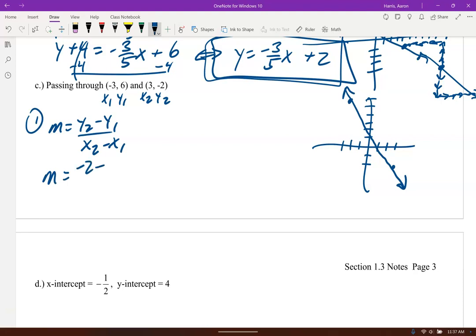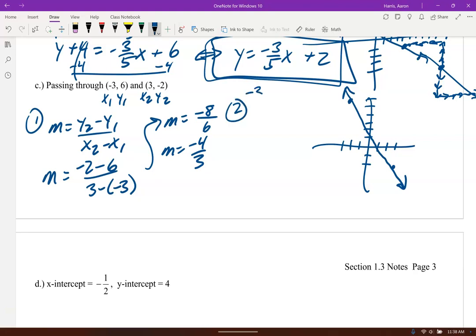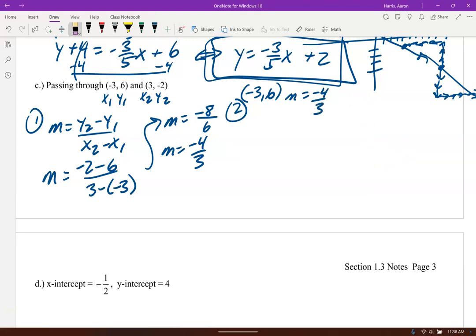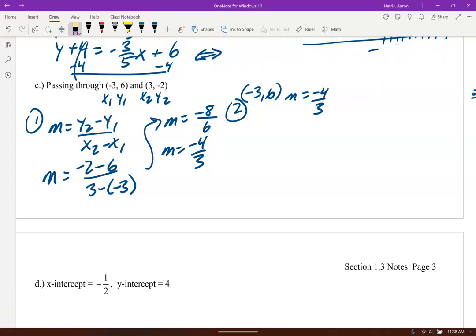So we got -2 minus 6 over 3 minus a -3. So we got -8 over 3 plus 3 is 6. So we got -4/3. So notice we have a negative slope. So now we have a point and a slope. We have the point -3, 6. We have a slope of -4/3. Get rid of this junk up here. Get it out of the way a little bit.